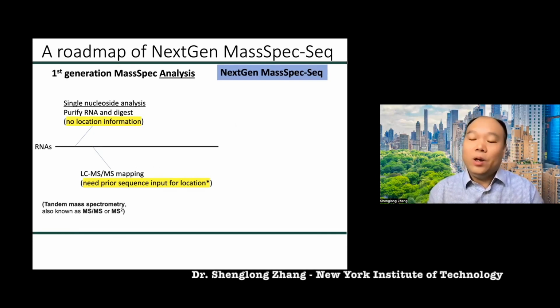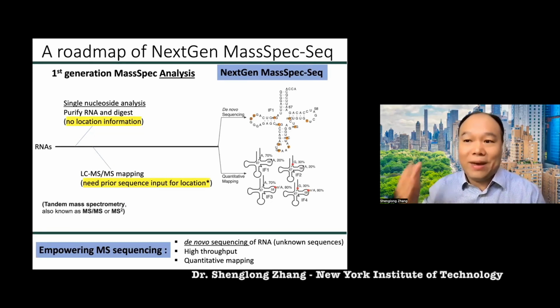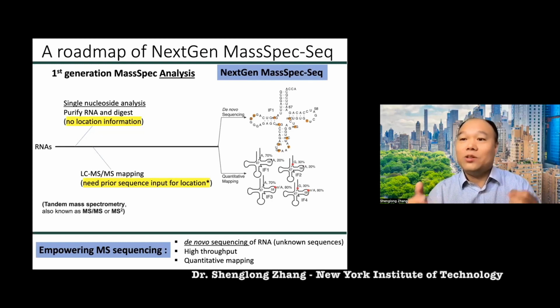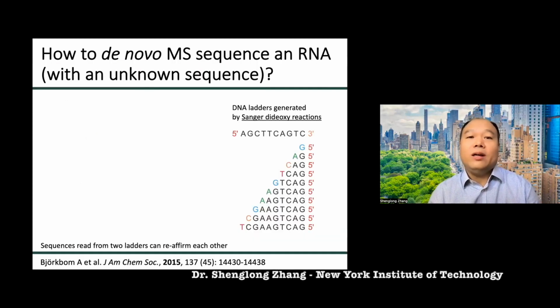So that's why we are developing what we call the next generation mass spectrometry-based sequencing. We would like to empower mass spectrometry so that it can be used for de novo sequencing. We would like to develop this to high throughput. And we also want to quantitatively map those partially modified RNA modifications. So how can we de novo mass sequence RNA?